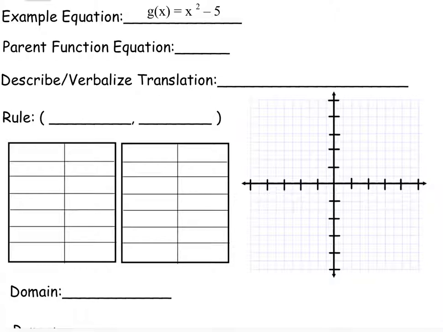So first thing we want to do is identify what is the parent function. And the parent function is a quadratic function. It's a parabola when we graph it. So the equation for a quadratic is y equals x squared.